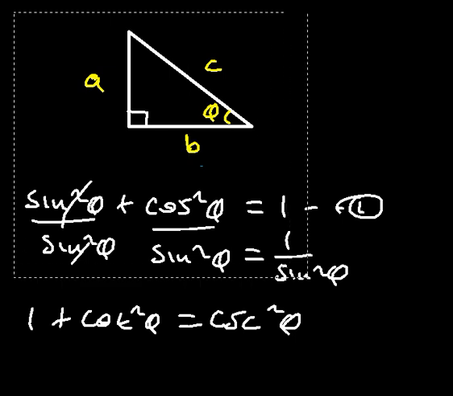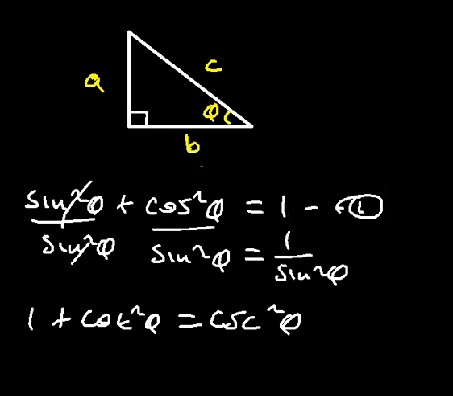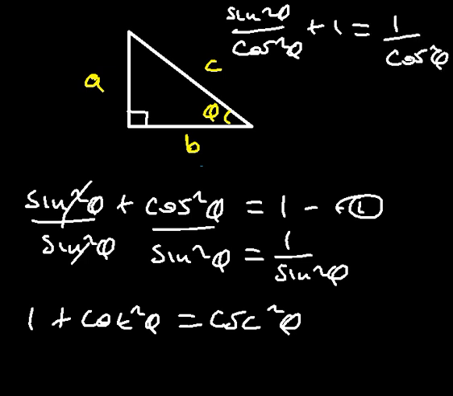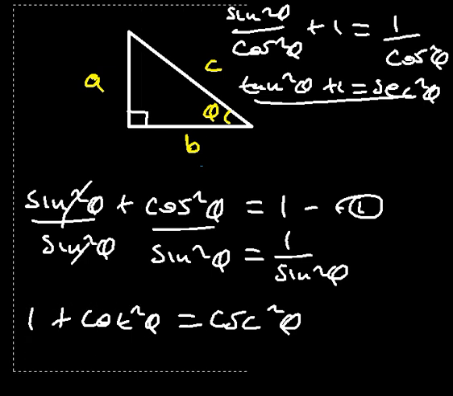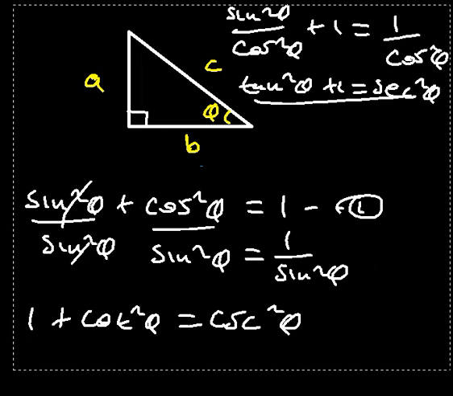And apart from that, we should also understand that if we now divide both sides by cos square theta, we'll have something different. We'll have sine square theta over cos square theta plus 1, which is equal to 1 over cos square theta. That is the same as tan square theta plus 1, which is equal to sec square theta. So those are known as the Pythagorean trigonometric identities that you need to understand. So that's how we should have it.